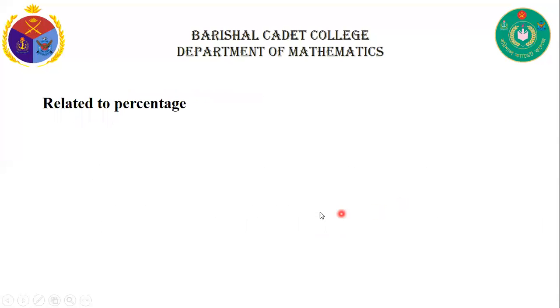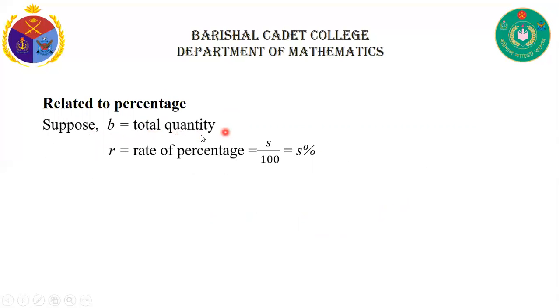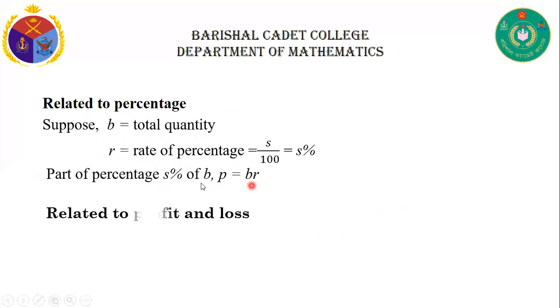Related to percentage, suppose B equals the total quantity, and R equals the rate of percentage, that is S by 100, that is S percent. Okay, S percent. The part, S percent of B, equals P equals BR.